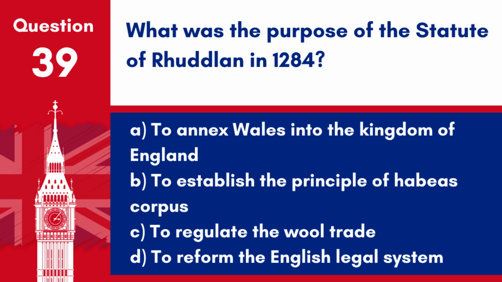A. To annex Wales into the Kingdom of England. B. To establish the principle of habeas corpus. C. To regulate the wool trade. D. To reform the English legal system.